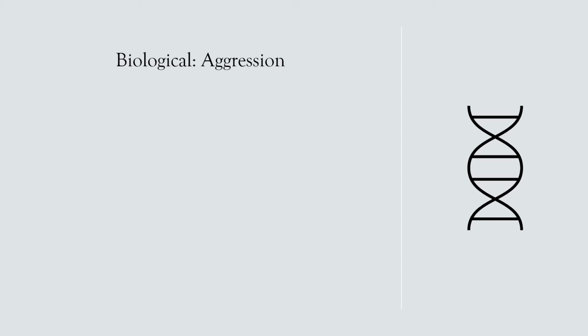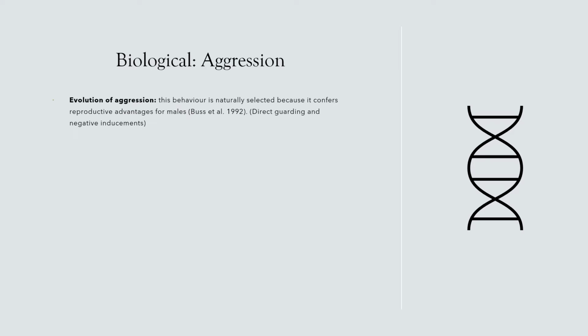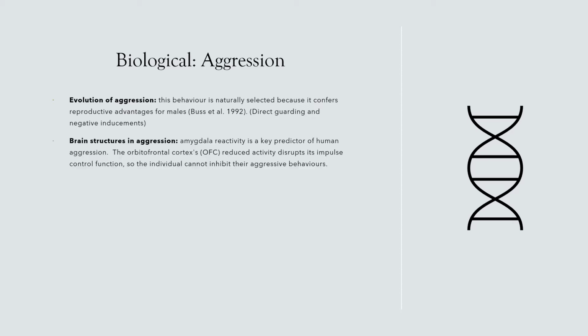And then we have biological aggression, and there's quite a few key words for this one. Firstly, we have the evolution of aggression, and we can argue that we're aggressive because it's an adaptive behaviour, because in earlier days, those who were aggressive were most likely to reproduce because they were more likely to get resources and sexual partners. So maybe it's an adaptive behaviour that's been naturally selected because it confers reproductive advantages.